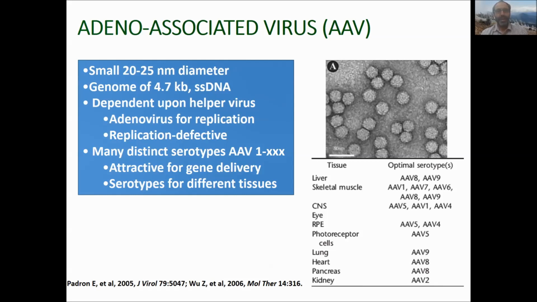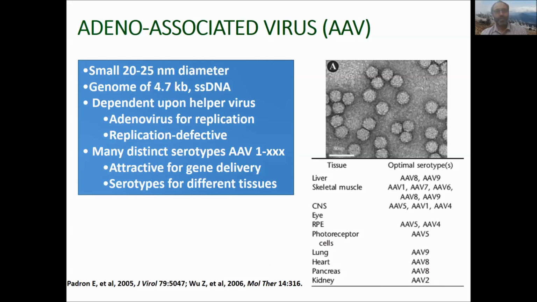AAV is dependent on helper virus. That's where adenovirus comes in, because adenovirus provides helper functions to be able to package these AAV particles. But by itself, AAV is completely replication deficient. It isn't copied. It isn't a productive infection.